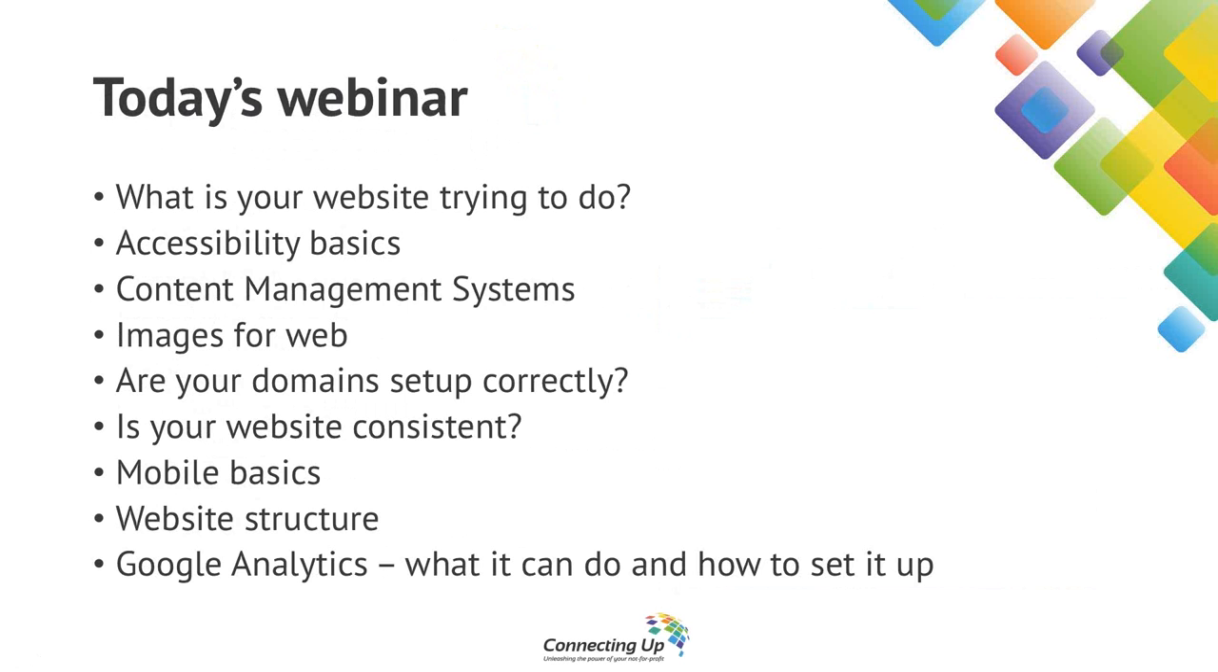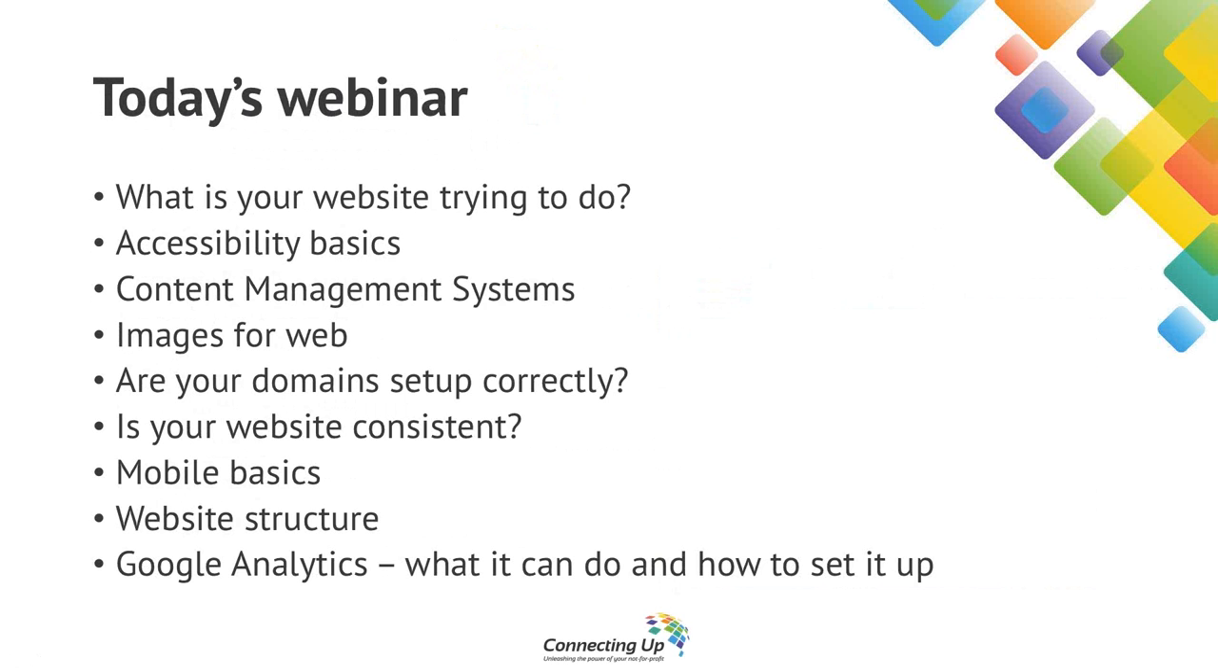So, what we want to cover today. The first thing we want to quickly look at is what is your website trying to do? Then we want to cover some basics of accessibility. We won't have time to go into a lot of depth, but we'll provide you with some follow-on resources. We'll have a quick look at content management systems and how they can help you with your website. We'll look at how to prepare images for the web and what you should be looking for when you do that. We'll also be looking at whether your domains are set up correctly, because there's a couple of people on this webinar whose websites I checked out overnight and they're not. So that'll be really useful.